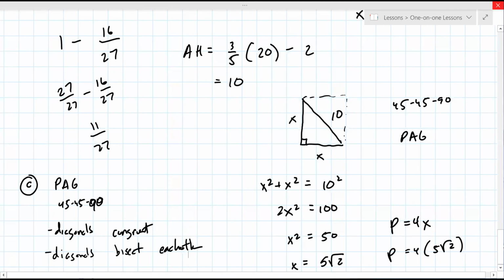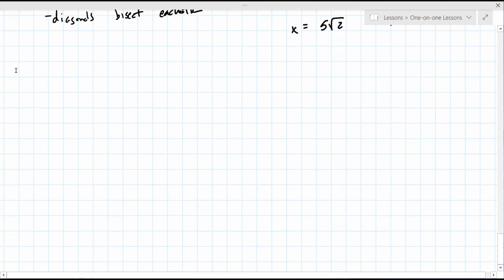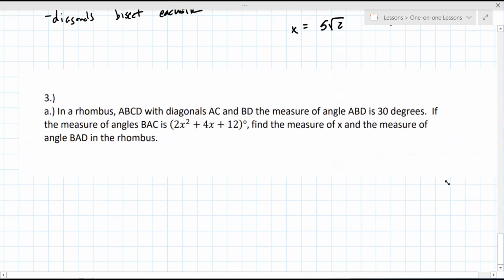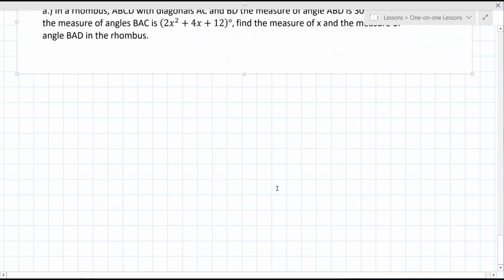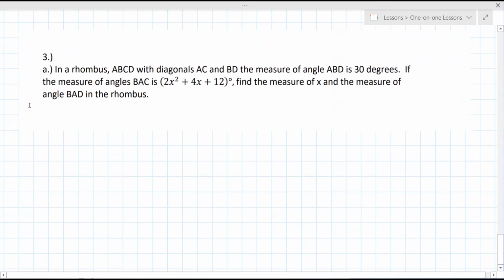Okay. Let me get a new piece of paper. Okay, let me do this. 3A. Are you ready to start this one?